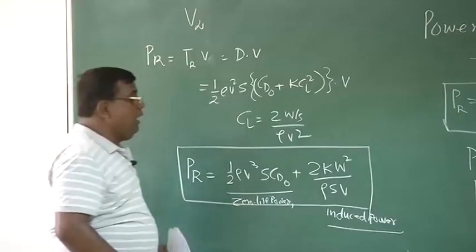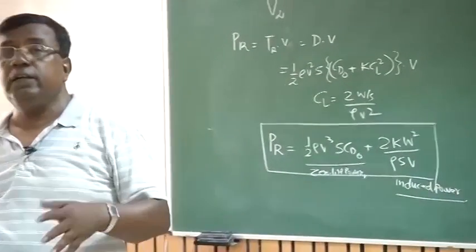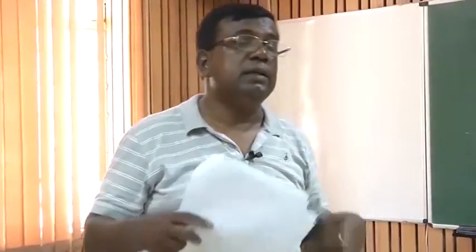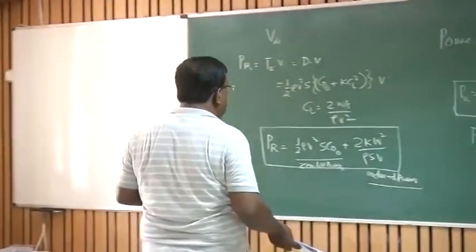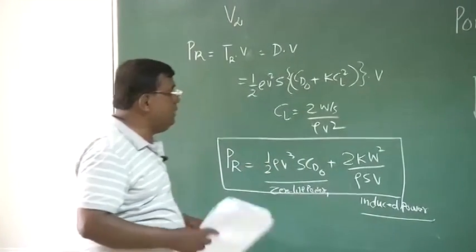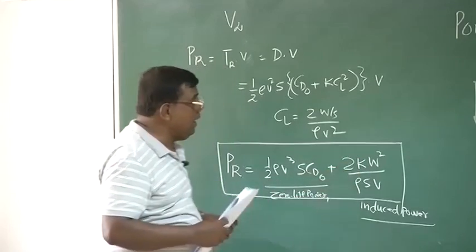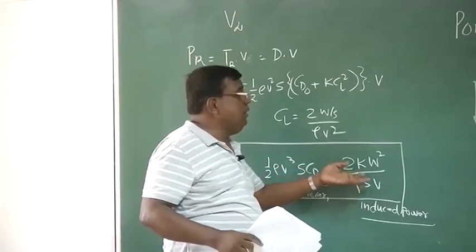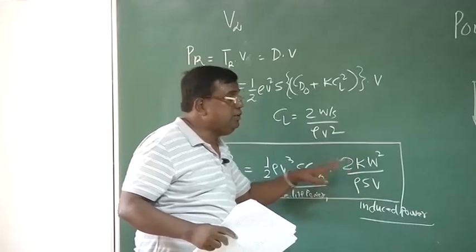Which is very clear. As I am increasing the speed, the CL required is less. CL required less means drag will be less. Drag required less means your induced power also will reduce. Right? This is basically coming from the CL requirement. As CL reduces, your induced drag reduces, so induced power also goes on reducing with speed.